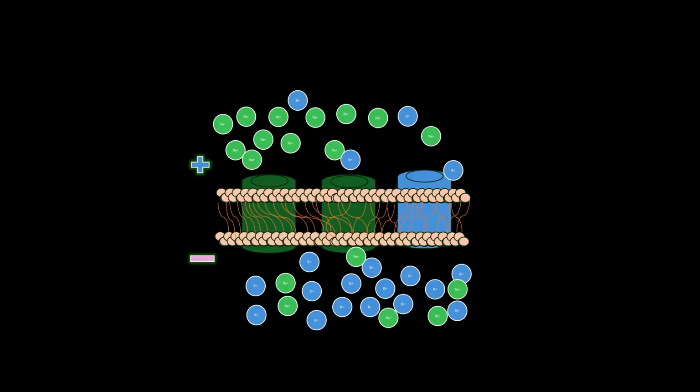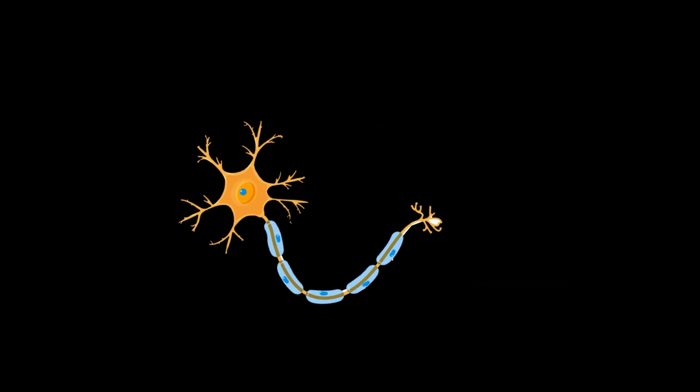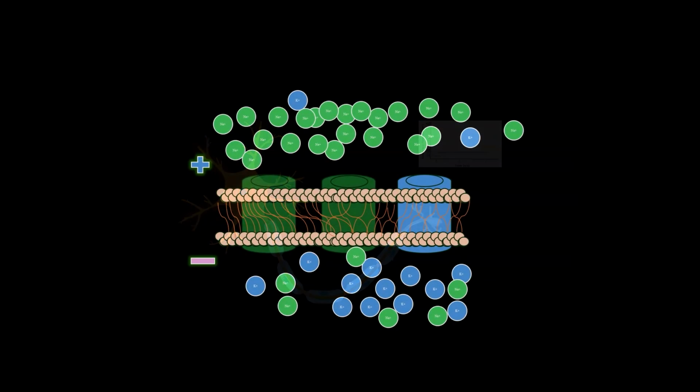The process of an action potential begins with the cell membrane at resting state, which has a charge of negative 70 millivolts. This is because it contains more negatively charged ions than positively charged ions. When a stimulus is received, neurotransmitters bind to the receptors of dendrites in the cell membrane. This causes sodium ion channels to open, which causes sodium ions to enter the cell. This increases the positive charge in the membrane.